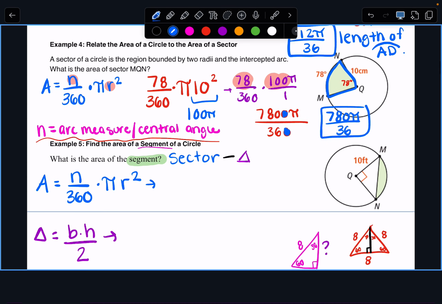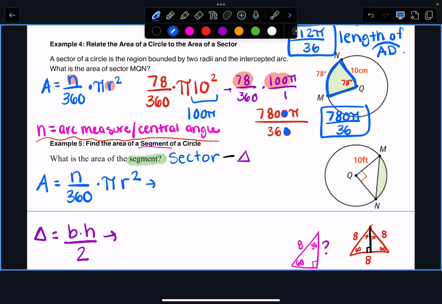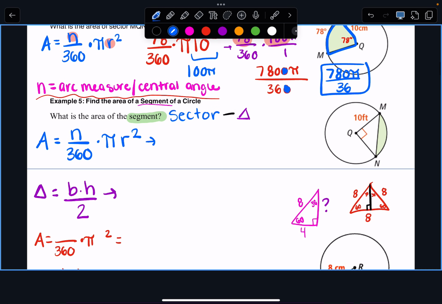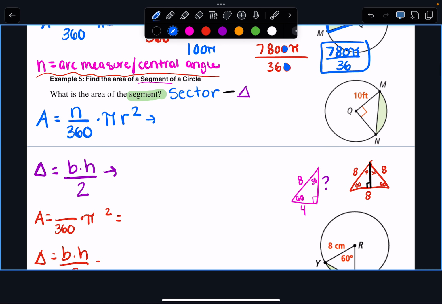All right, we're going to take it up one small notch, and that is now to find a segment. So if we look at this next example, I'm going to draw in blue the sector. So that would be the sector, and we have to use that information to find the area of our segment. The segment is what you see highlighted in green. So that is just this little portion right here.